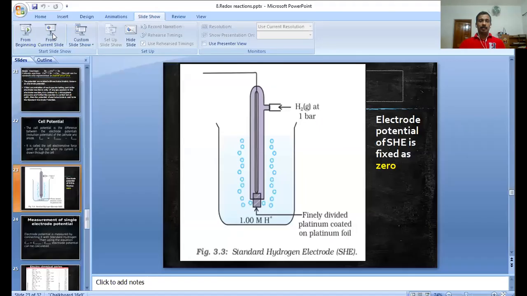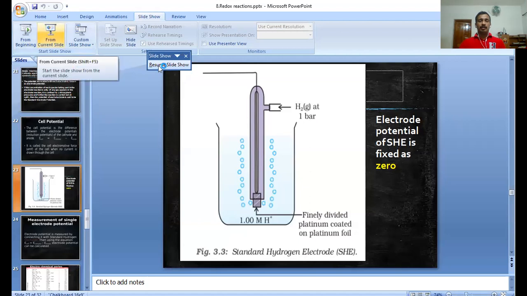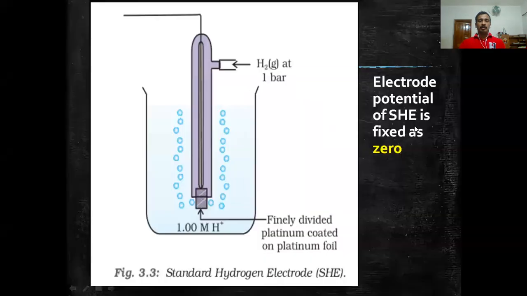Last class, we discussed the cell potential. In order to determine cell potential, we need electrode potentials. That means cathode potential and anode potential. And you know, potential is the tendency of an electrode to accept electrons, reduction potential.